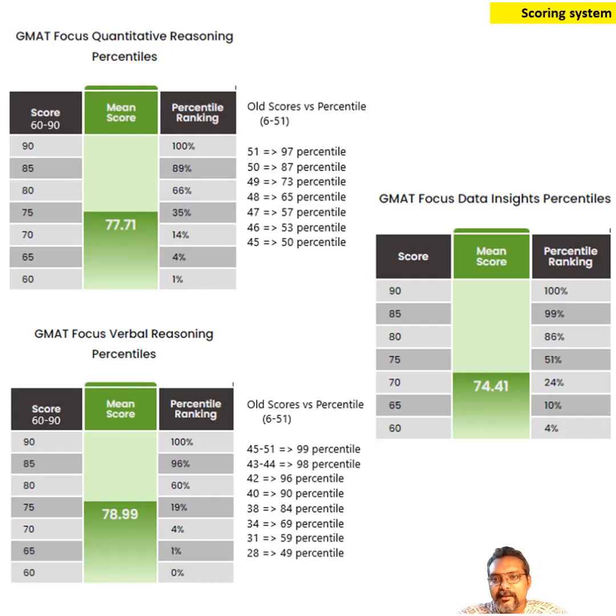The data insights percentiles are also given. So a score of 90 obviously will fetch 100 percentile. 85 is at 99 percentile and so on. So this you can use as your reference.